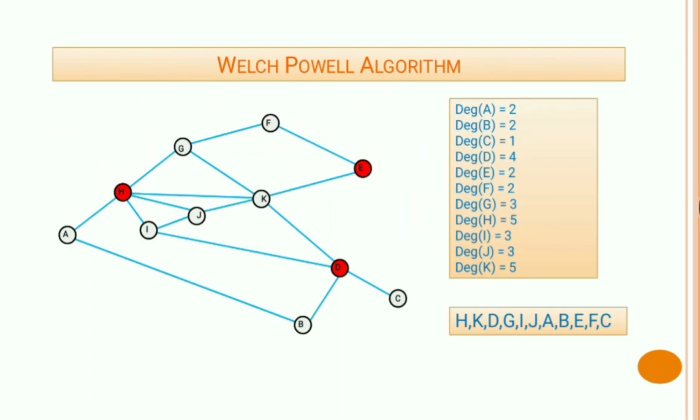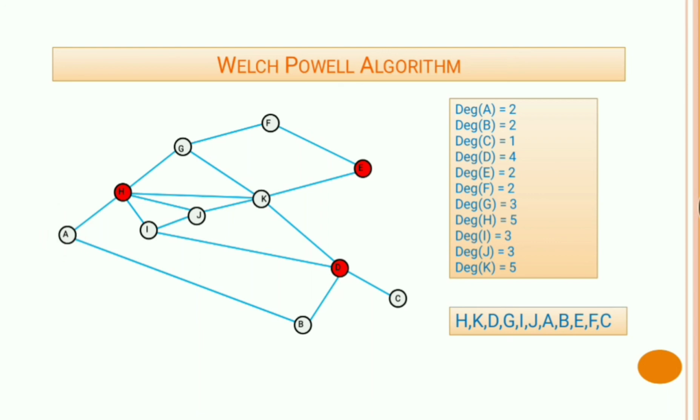So we'll color all those vertices according to this list, so that no two adjacent vertices have the same color. After H I have K in this list, but K is adjacent to H, so red color cannot be given here. After K I have D. D is not adjacent to H, so D can be given the color red. After D I have G, but G is adjacent to H, so it cannot be colored red. After G, I is again adjacent, so it will not be colored. J again adjacent, not colored. A again adjacent, so it will not be colored.